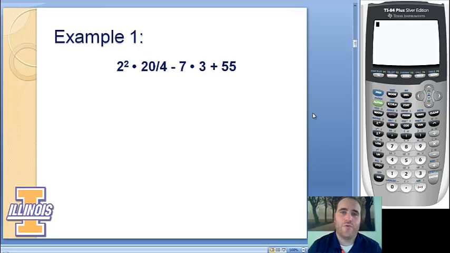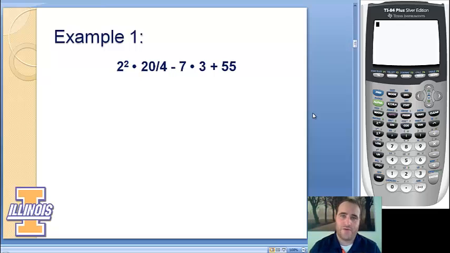Let's look at example 1. We have an expression in front of us that says 2 squared times 20 divided by 4 minus 7 times 3 plus 55. We're going to use order of operations to simplify this expression. So we go through our list. We start off with parentheses, things that look like this. We don't have any of those.